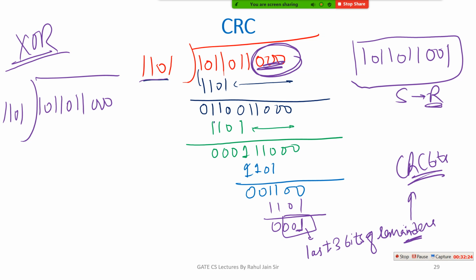The result of 1 and 1 is 0, so just use 0 here. What is the result of 0 and 0? It is 0, so we will use 0 here.